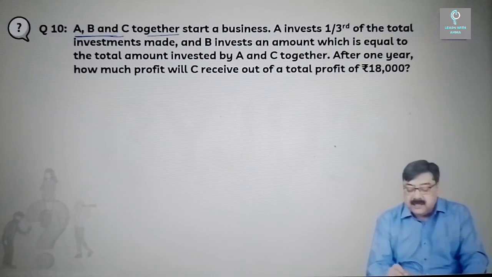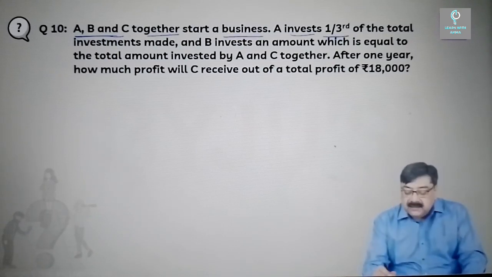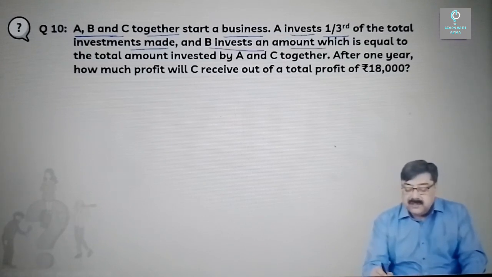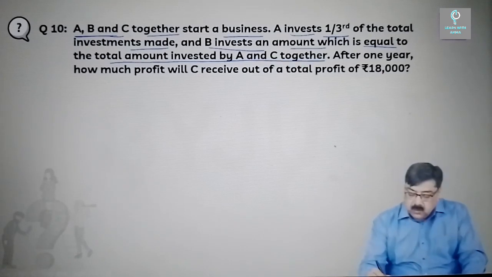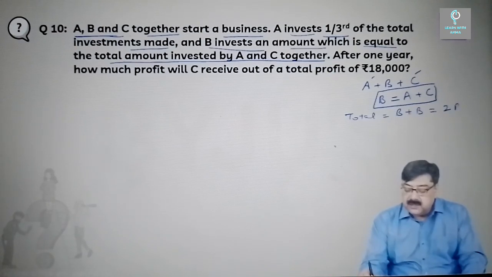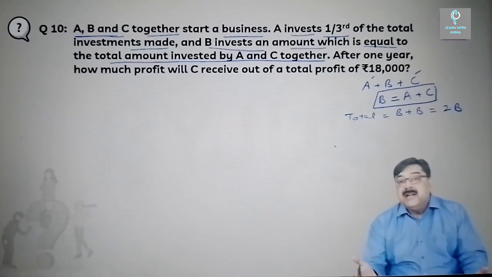Alright, A, B and C together start a business. A invests 1/3 of the total investments made. And B invests an amount which is equal to the total amount invested by A and C together. So the total investment here is A plus B plus C. It is nothing but B plus B, which is twice of B. So B anyhow is investing half of the amount.